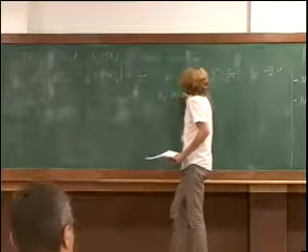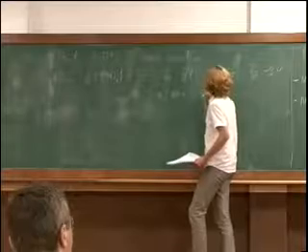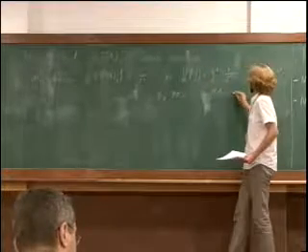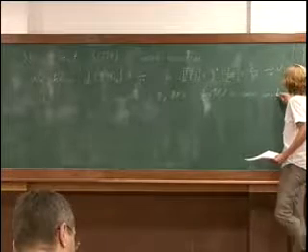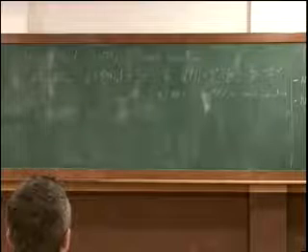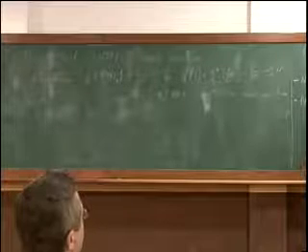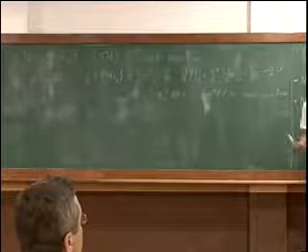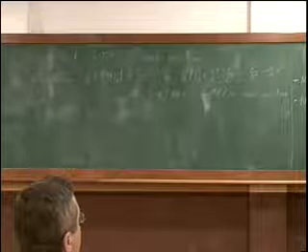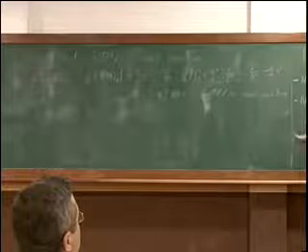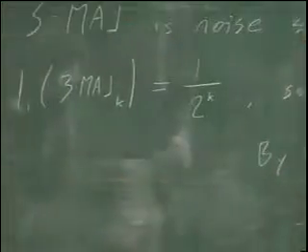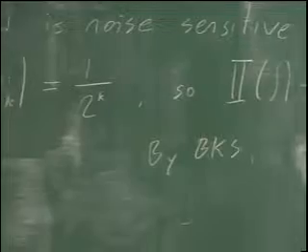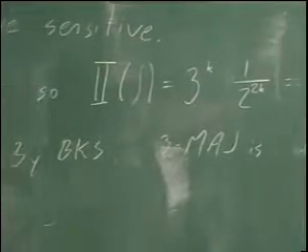By BKS, iterated 3 majority is noise sensitive. Now you can react in 2 ways to this statement. The first way is to say, wow, so BKS really is quite a powerful theorem. And that's true. The other reaction is that that's kind of cheating because we didn't prove BKS yet. So I would like to hint to you a way to prove this without using BKS.